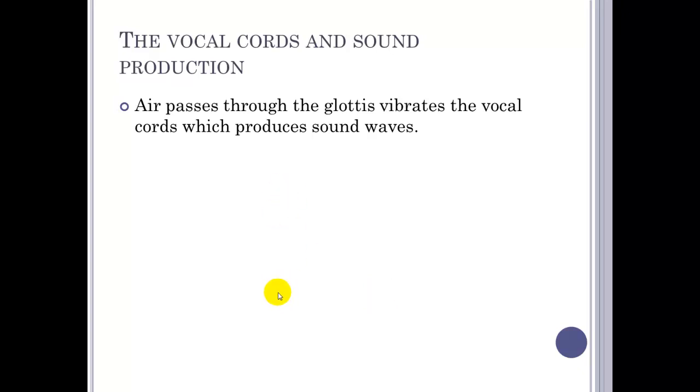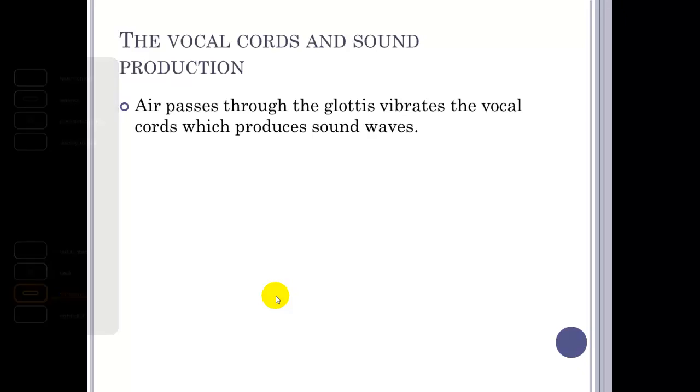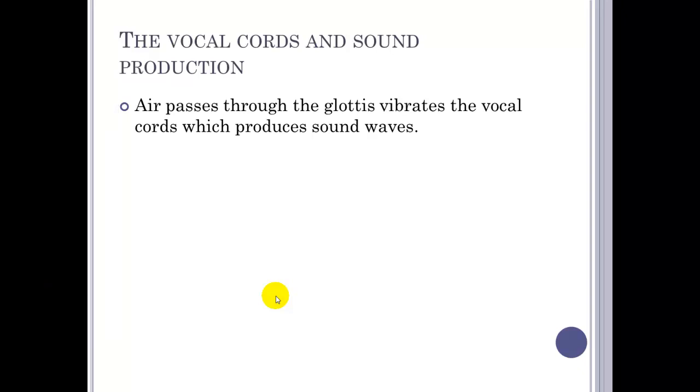Vocal cords and sound production. Air passes through the glottis, vibrates the vocal cords, and produces sound waves. That's how we actually make sound and can talk, by adjustment of our oropharynx, our mouth and tongue, and sounds that are moving through our vocal cords. That's why if you have a foreign body airway and you're completely occluded, you won't make any sound. So ineffective cough, inability to phonate or talk or speak.